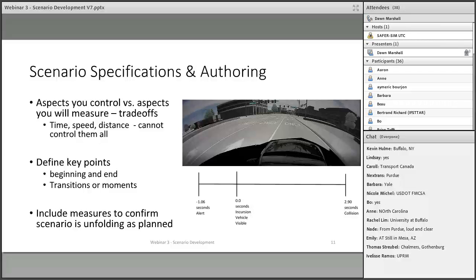And then I'd also like to suggest that you include measures that confirm that your scenario is unfolding as planned. An example of that is just the timing of your event, as you see in the example on the right, where we can look at those things. We use log streams for that. But if we had an in-vehicle task, for example, is it triggering at the right time? What's the time between the location or some other trigger and when it actually appears on the screen? Those kinds of things allow you to confirm things are going as planned.